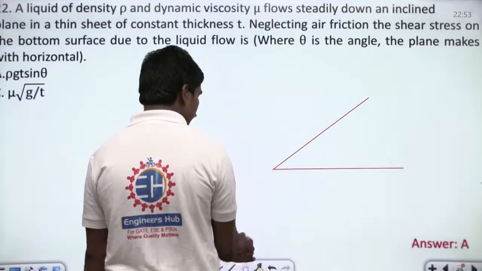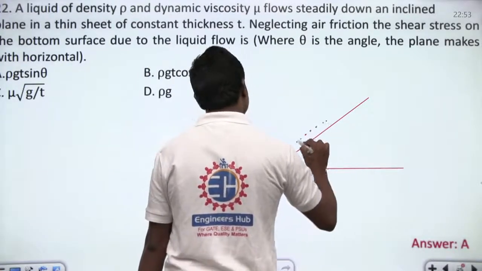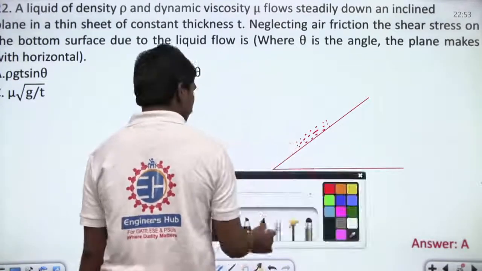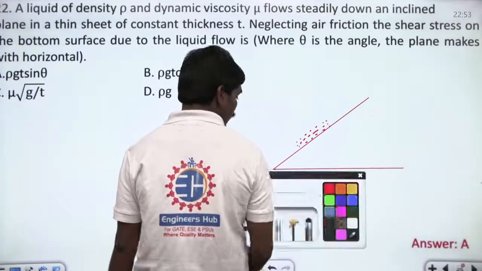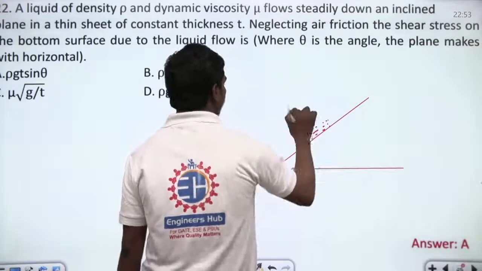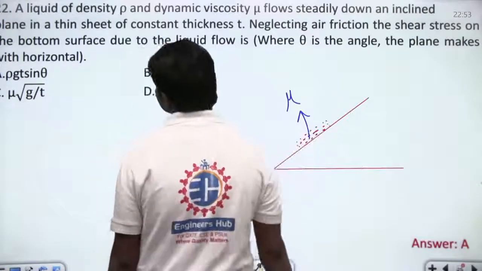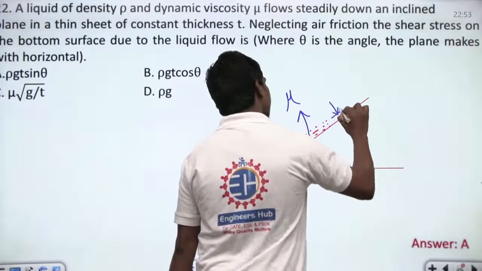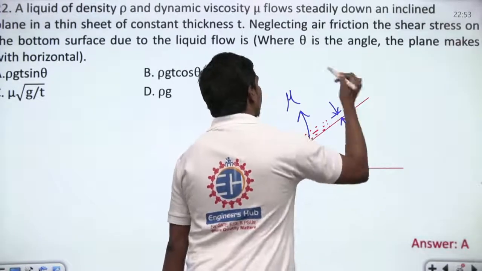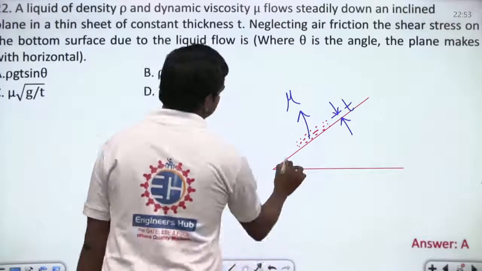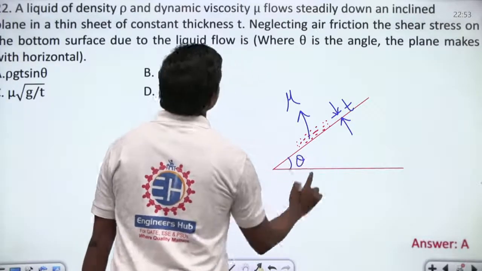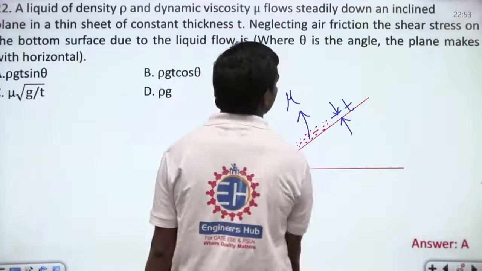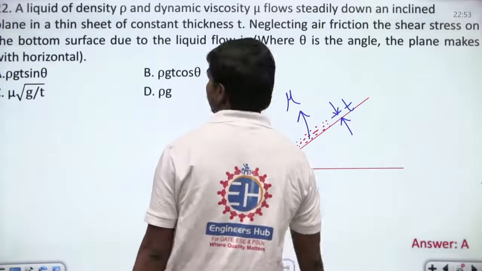A liquid of density rho and dynamic viscosity mu flows steadily down an inclined plane. So there is some liquid of dynamic viscosity mu. So the dynamic viscosity of this liquid is given. The liquid itself is falling in a thin sheet of constant thickness T. So this sheet thickness is T, meaning this liquid has always some constant thickness T. This is theta, of course. Then neglecting air friction, the shear stress on the bottom surface due to the liquid flow, where theta is the angle the plane makes with the horizontal.